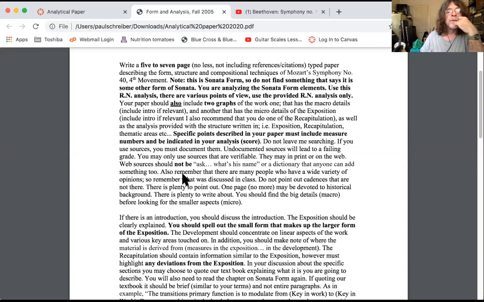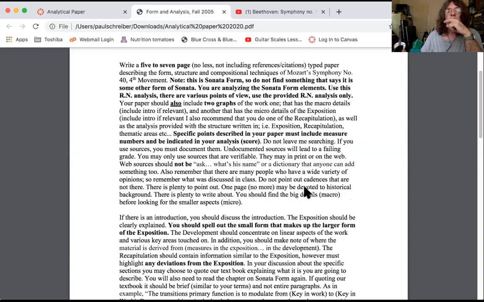All right. So remember what I discussed in class. Do not put on cadences that are not really there. All right. You're going to hear these cadences. The Mozart goes pretty fast, so you might not. But I pointed out everything in there, just so you know already. There's plenty of things to point out.